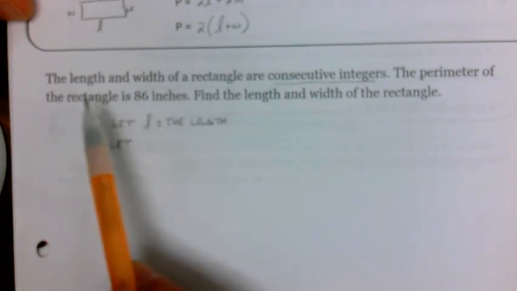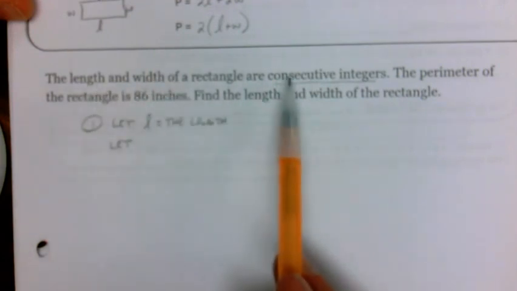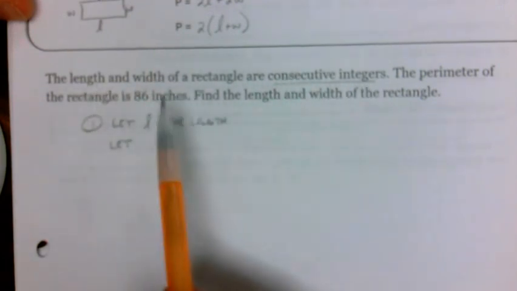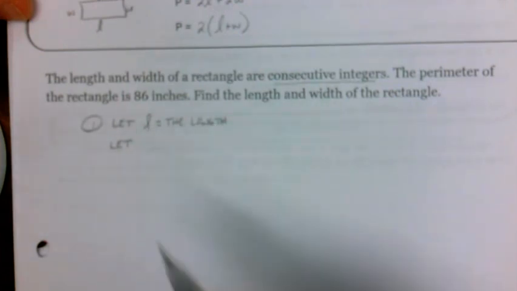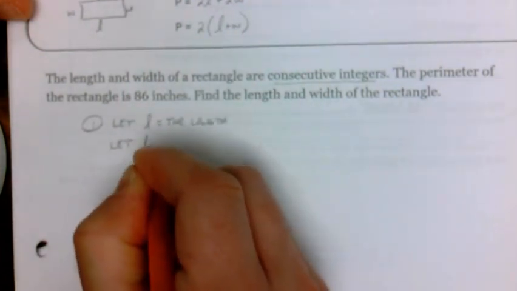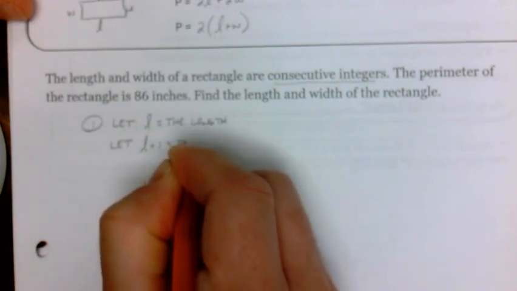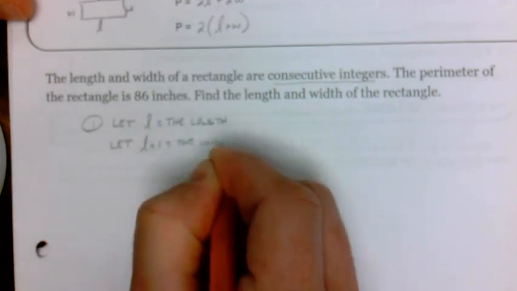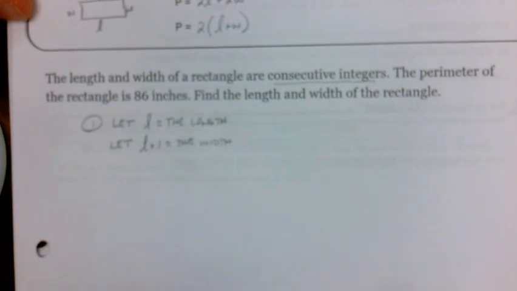I'm going to go back up here. They tell me that the length and the width are consecutive integers. So if L is the length, then all I have to do is add 1 to that, L plus 1, and that's going to be the width. Okay, so L is the length, L plus 1 is the width.